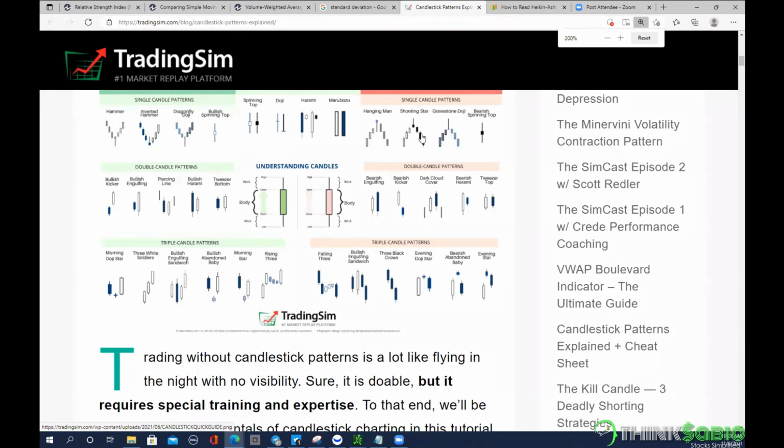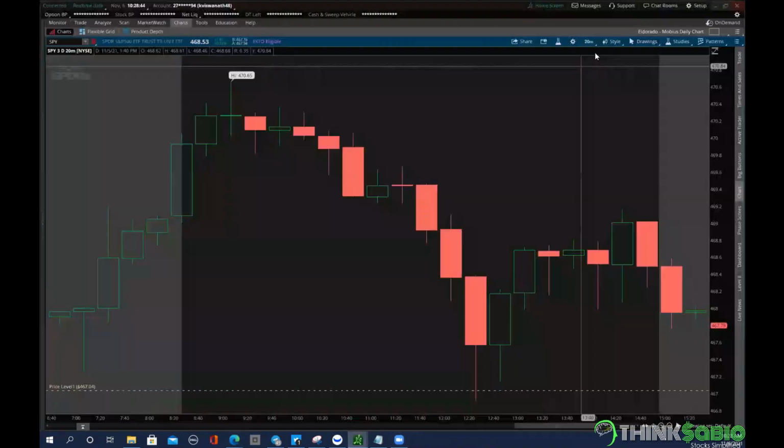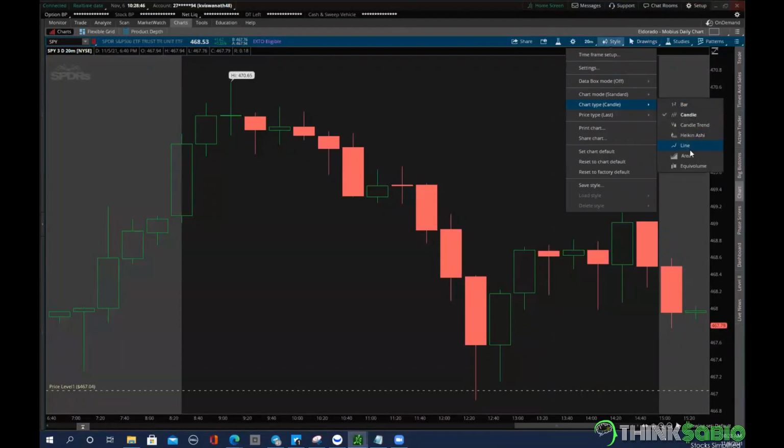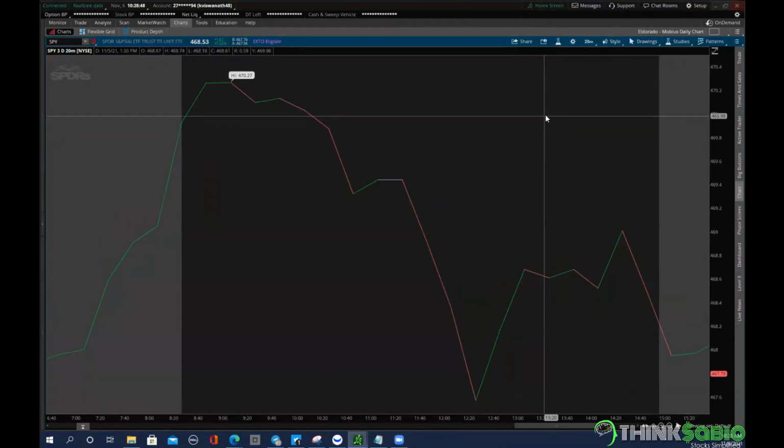I just want you guys to understand that each candlestick has a story to tell you. That's all. When you look at a line, I can switch back to a line. And if I go back, what does this tell me? Where do I buy? Where do I sell? If I'm just looking at it like this, right?